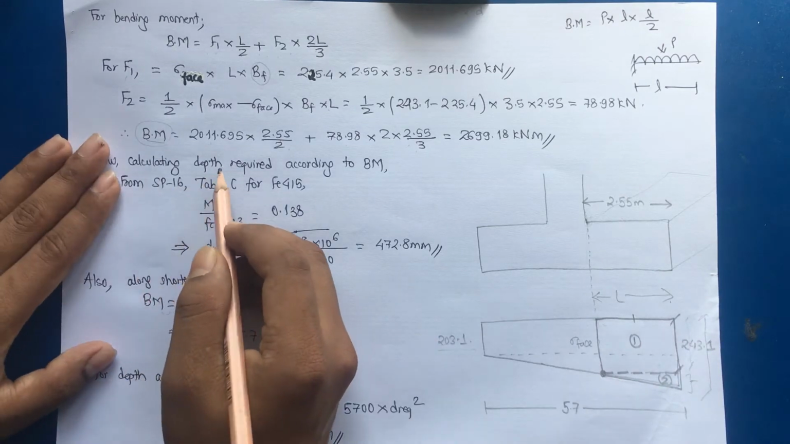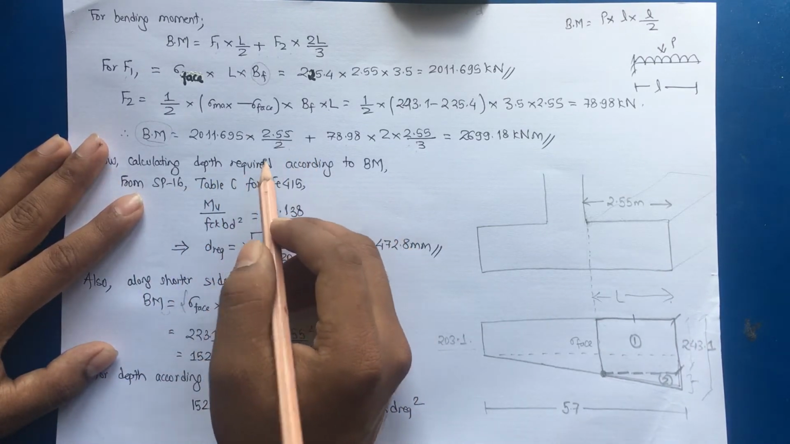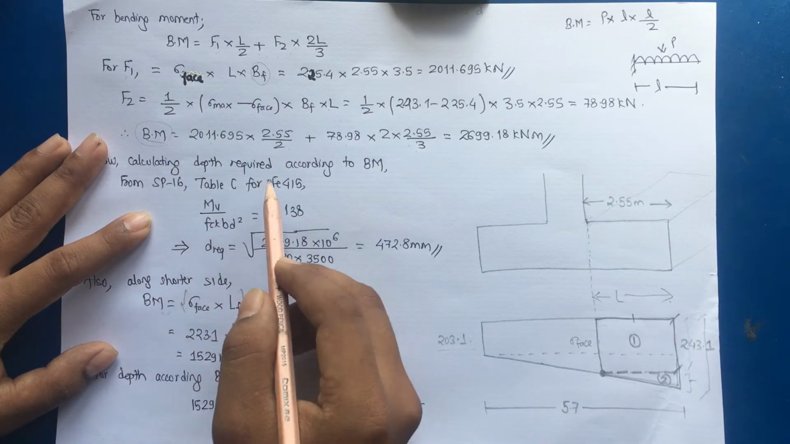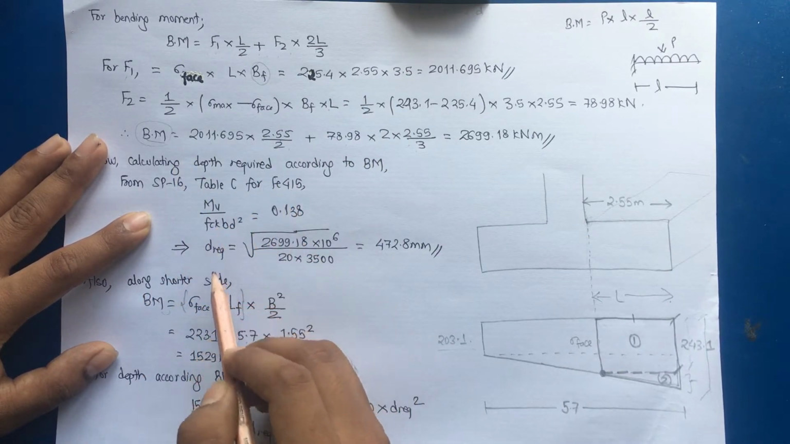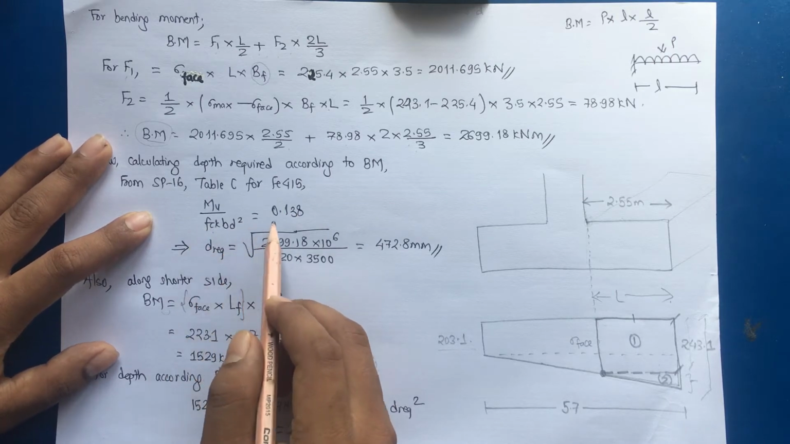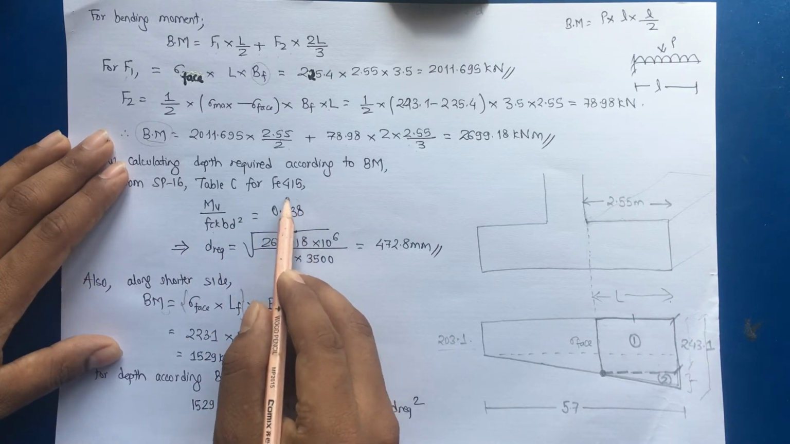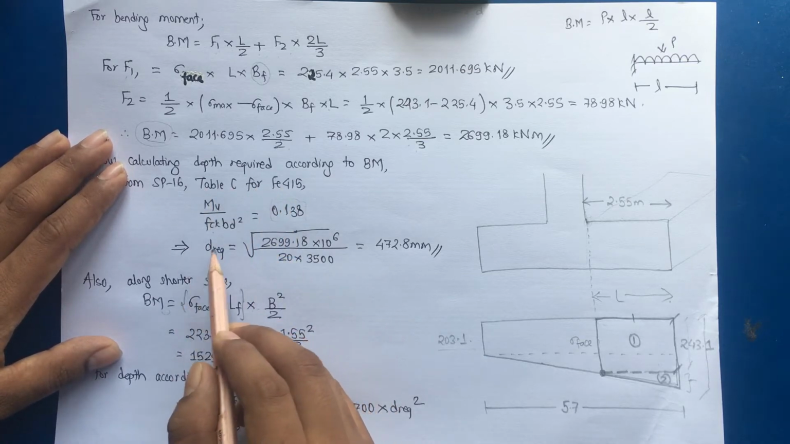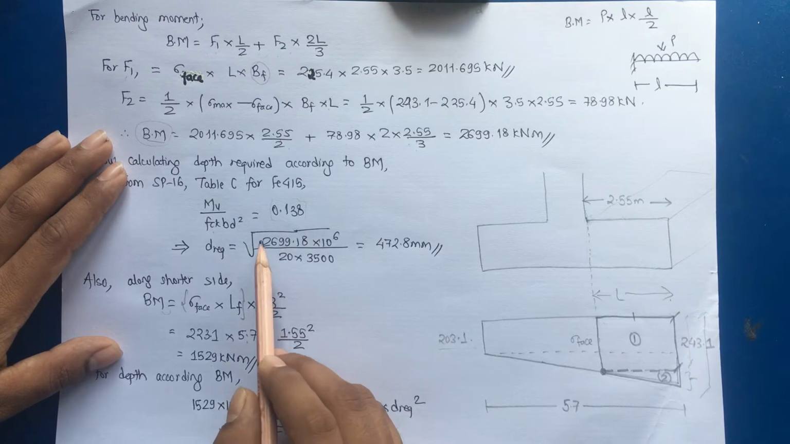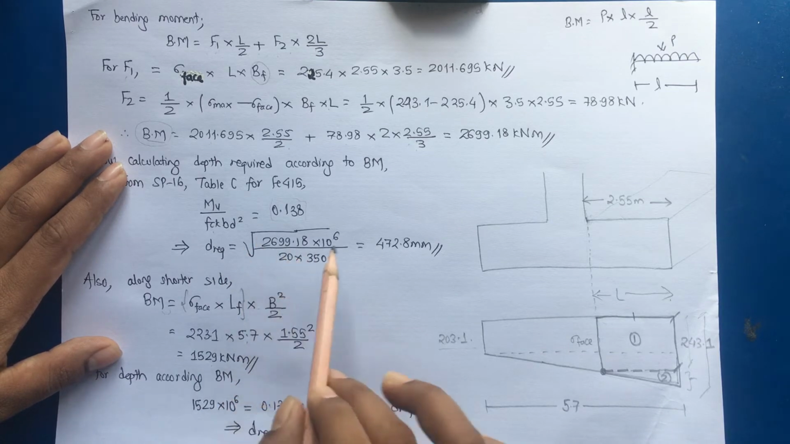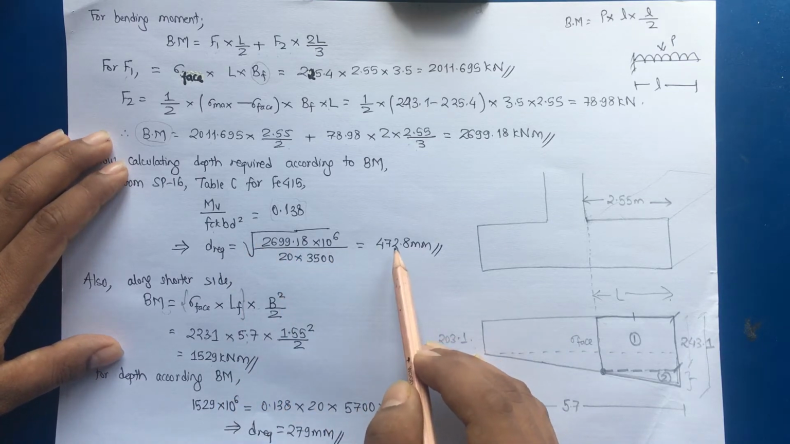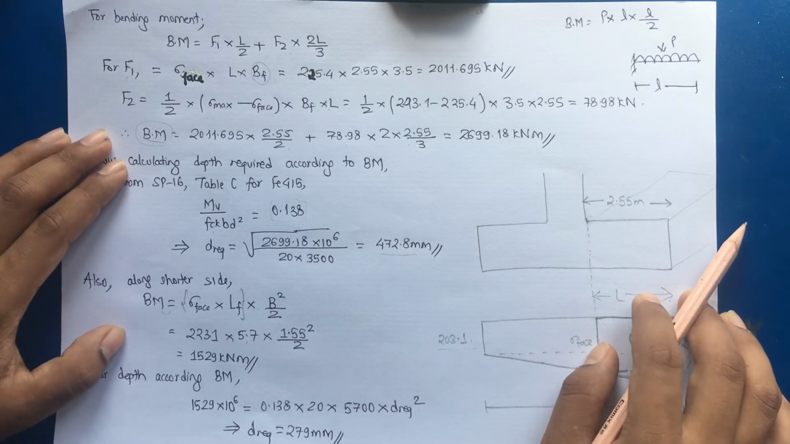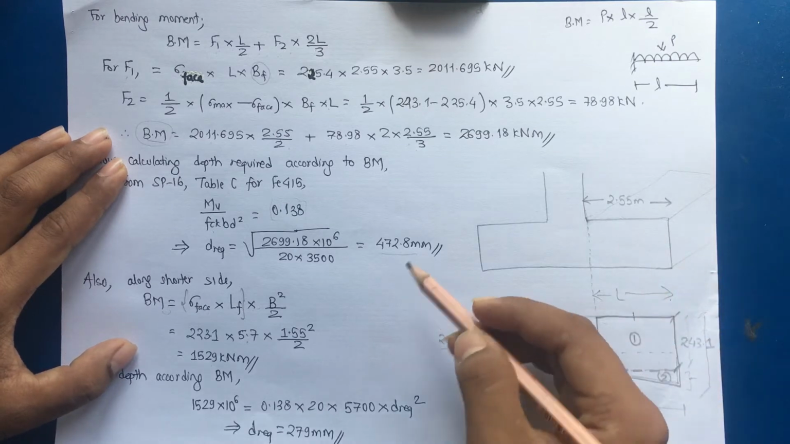Now calculating the depth required according to the bending moment. From SP16 table C for Fe415 steel we have Mu by fck B D square equal to 0.138. So this is the index that we'll get from SP16, and for the depth required, if we cross multiply and do a simple mathematical calculation, we'll get the depth as 472.8 mm. So this is the depth satisfying the moment condition.